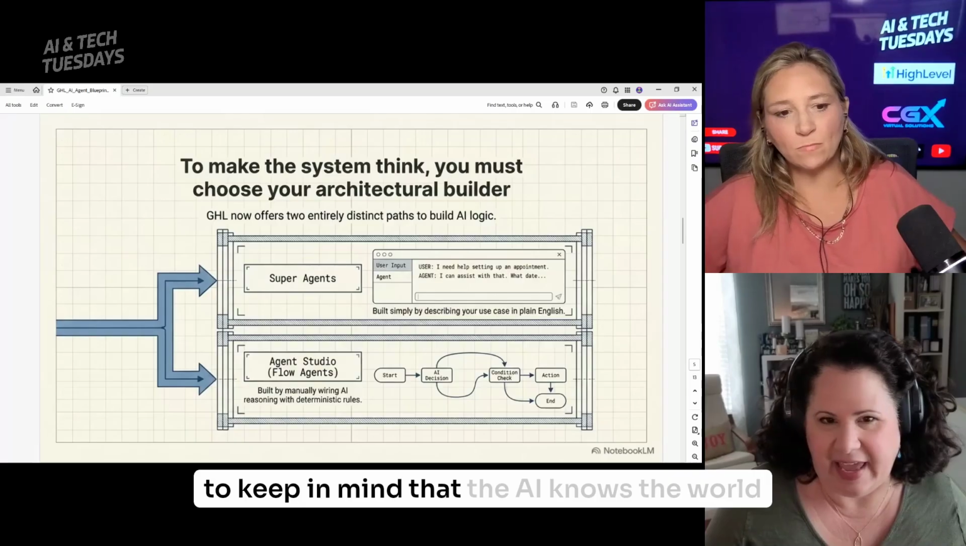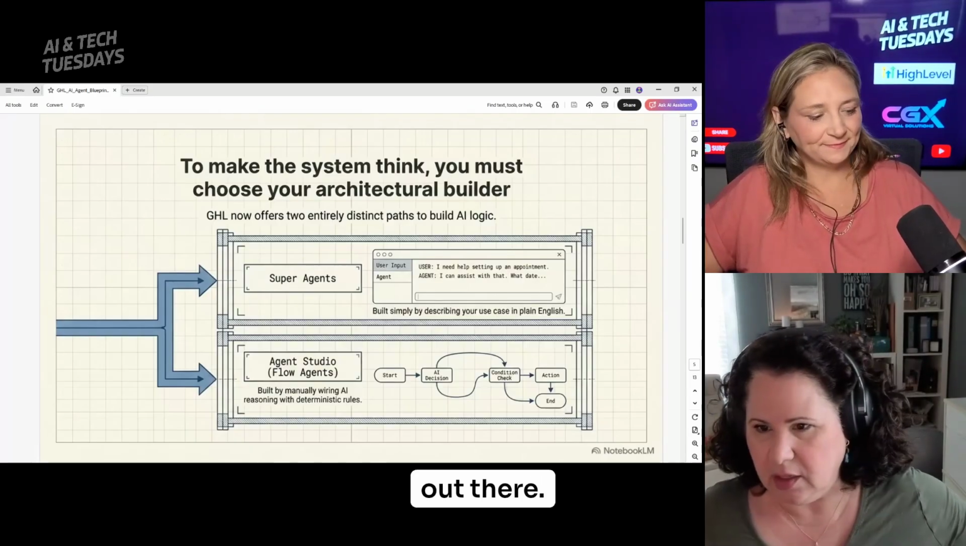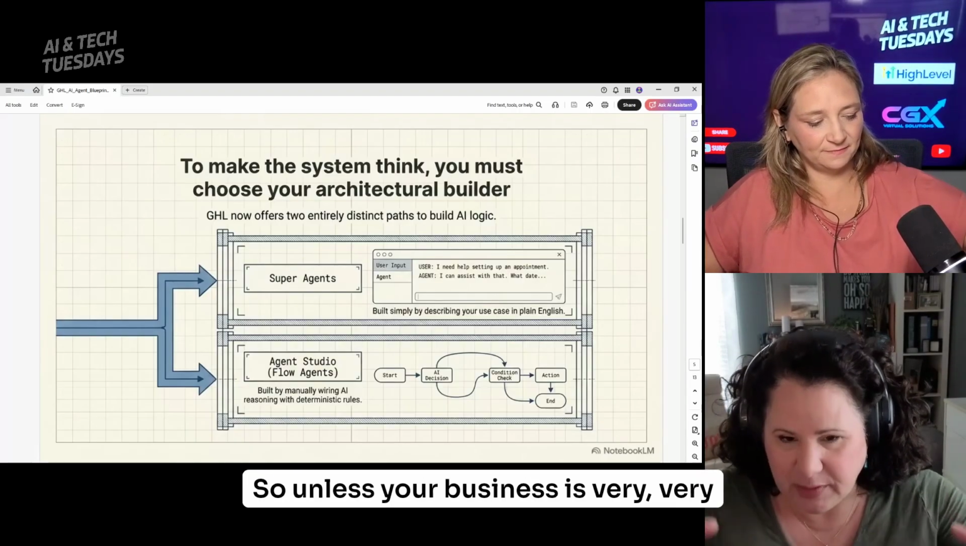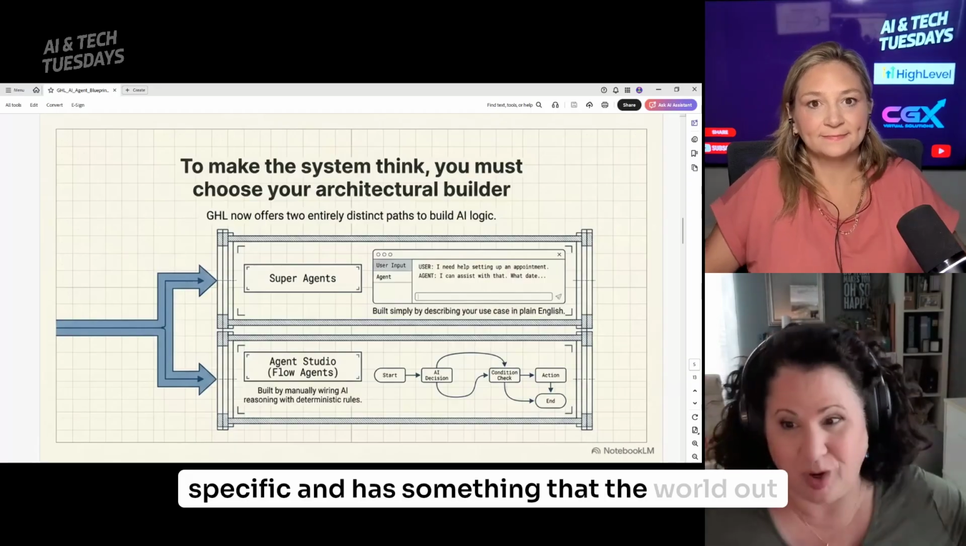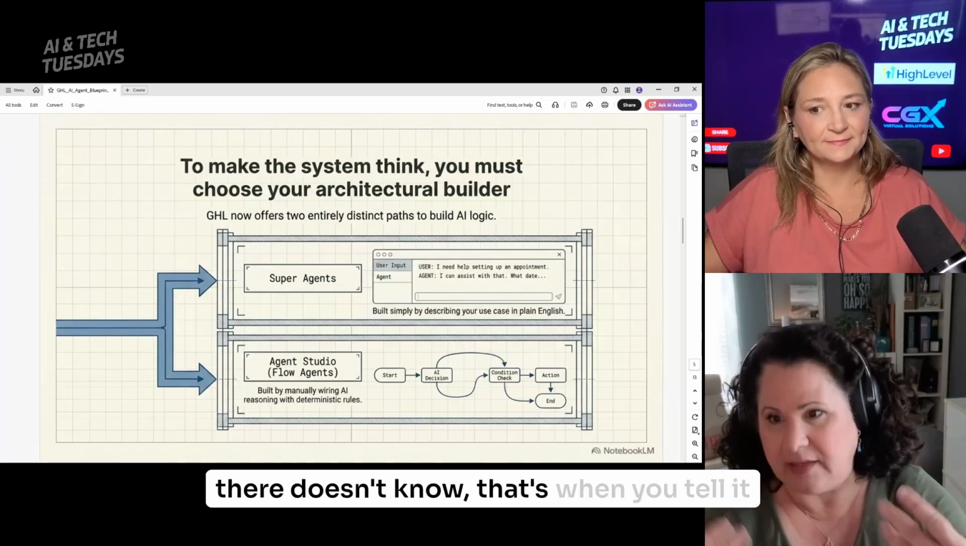You have to keep in mind that the AI knows the world out there. So unless your business is very, very specific and has something that the world out there doesn't know, that's when you tell it that.